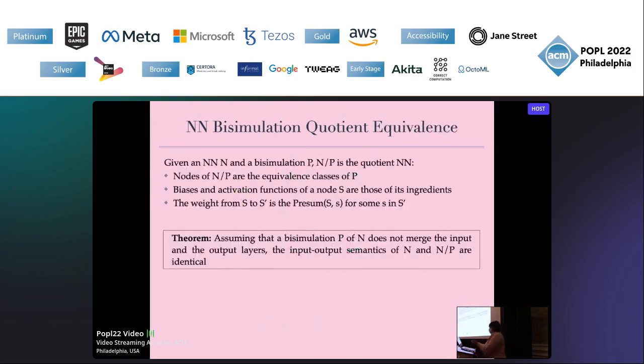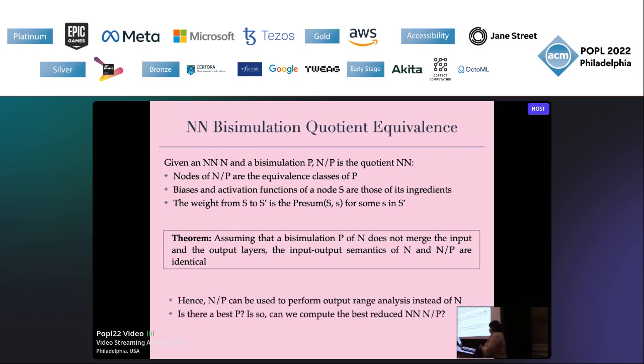Okay, so what do we get from all of this? For simplicity, we're going to assume that we don't merge any input and output nodes. If you want to know the precise equivalence in that case, you can look at the paper. But for the purpose of the talk, we'll assume that we don't merge the nodes in the input and output layers. So what we get is that if we look at neural network N and look at the quotient of N with respect to an NN bisimulation P, then their input-output relations are exactly the same. Which means that instead of using N in verification, we can replace it with N quotiented with P.